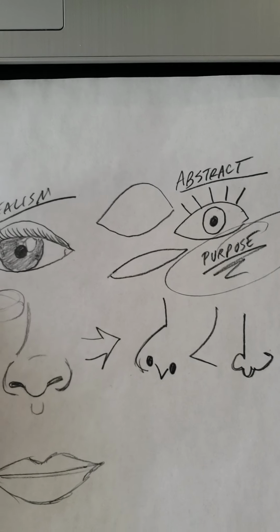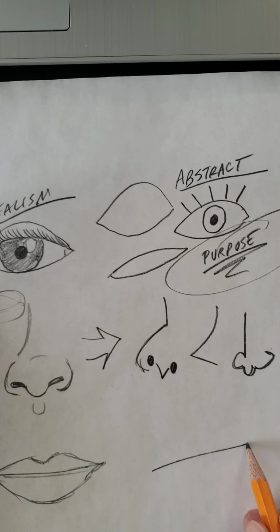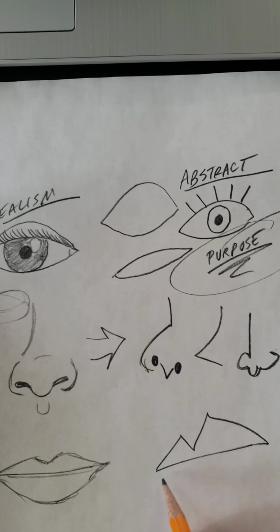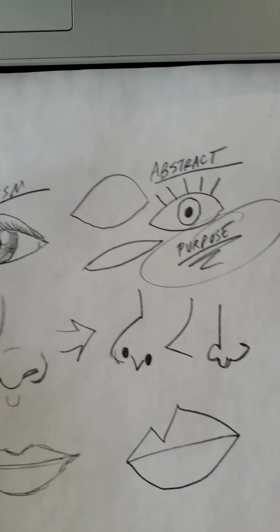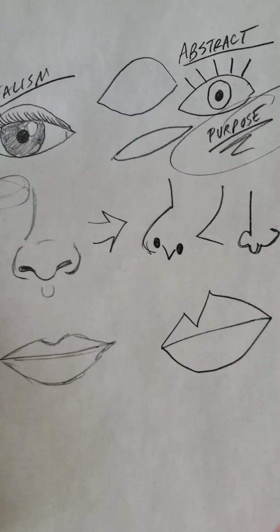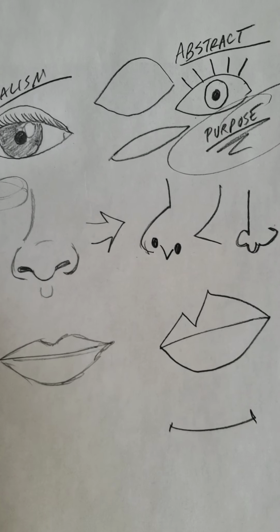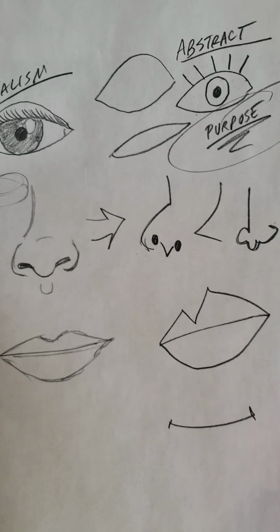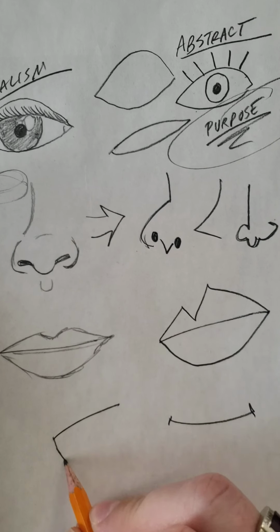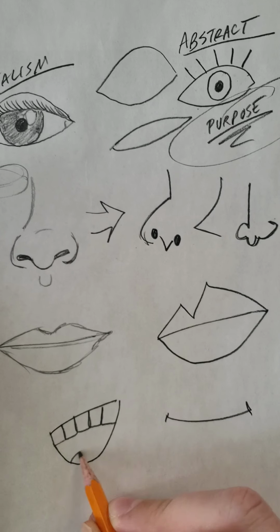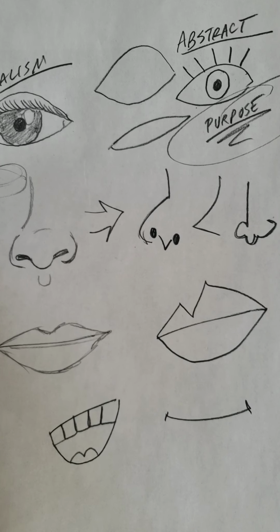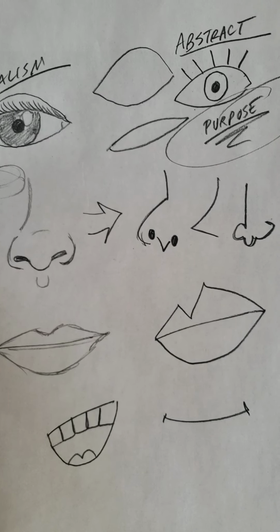When we do abstraction, maybe we change things up just in the shape of it. Maybe we exaggerate the top of the lips. We make them uneven. There's a lot of different ways we can play with mouths. Even something like that, just like a cartoon mouth. These are all options for abstraction.